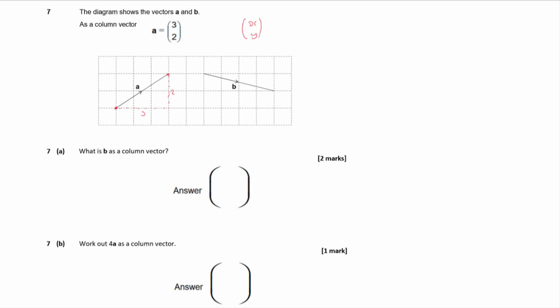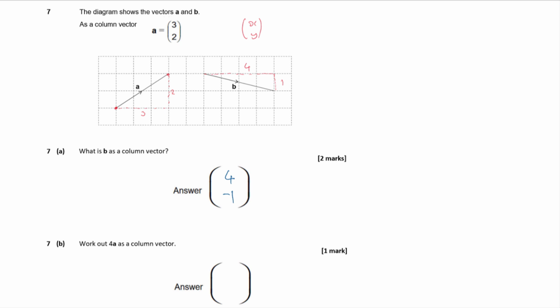Okay, so what is B as a column vector? So doing the same thing to B, how far in the direction of x is it from there to there? That's like 1, 2, 3, 4, isn't it? Okay, so that's 4 units in that direction. And then in the y direction, it's actually 1, but 1 downwards rather than upwards. So this as a column vector is going to be 4, because we're 4 units in the direction of x, but minus 1 because we're going 1 down rather than 1 up in the y direction.